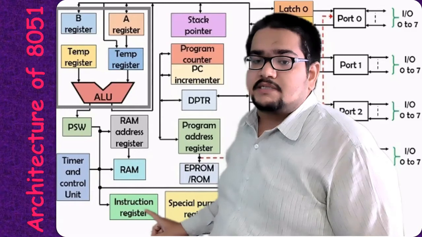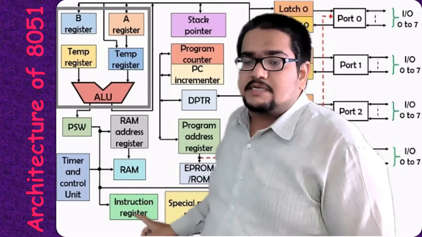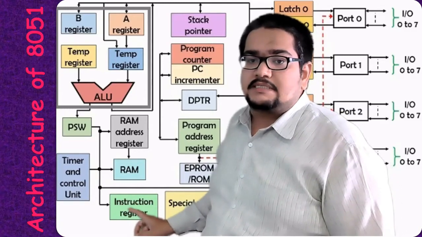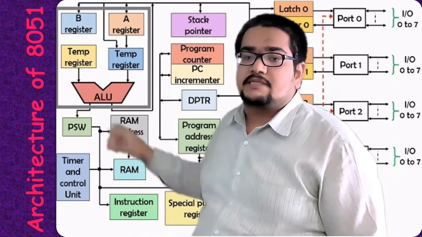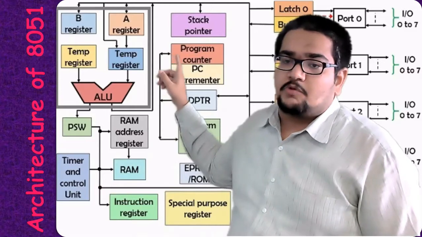Here we have an instruction register. The job of this instruction register is to hold the instructions to be executed, and the address of the instruction which has to be executed next will always be pointed to by the program counter.